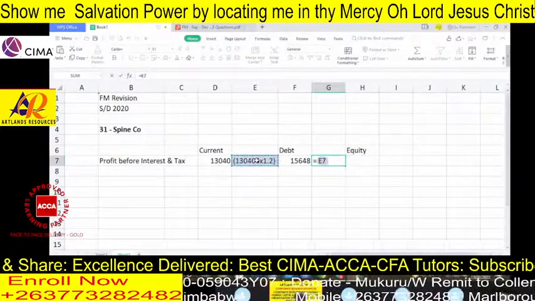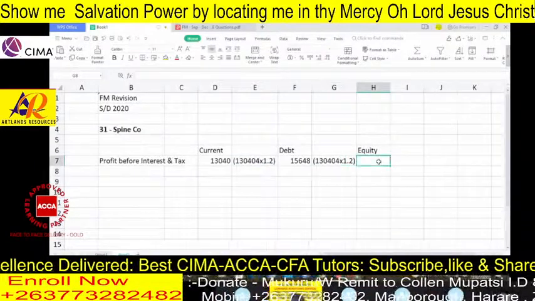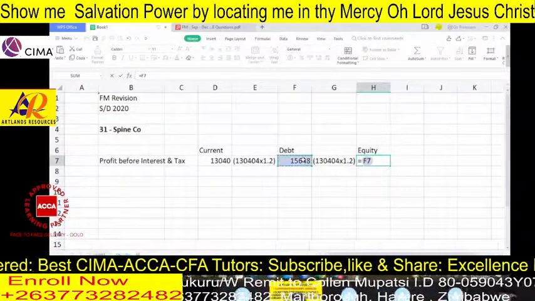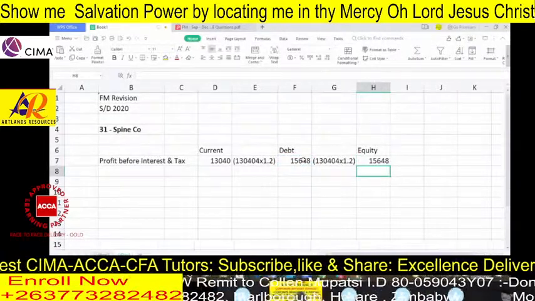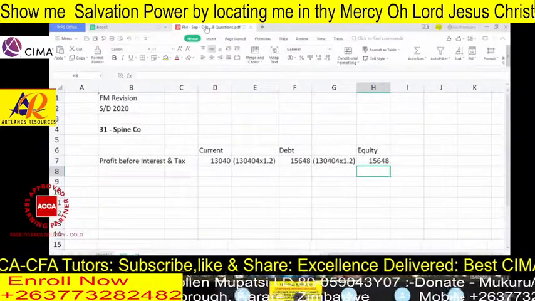It's the same thing here on equity, because whether it is financed by debt or what, it's going to increase it by that amount. Then it's profit before interest and tax. Then you say finance cost.